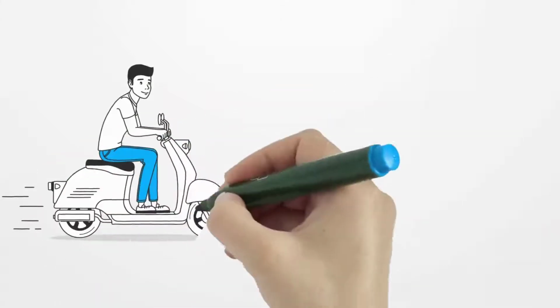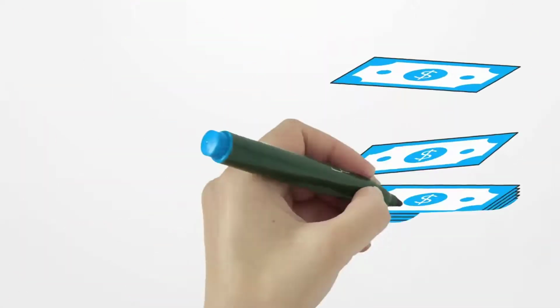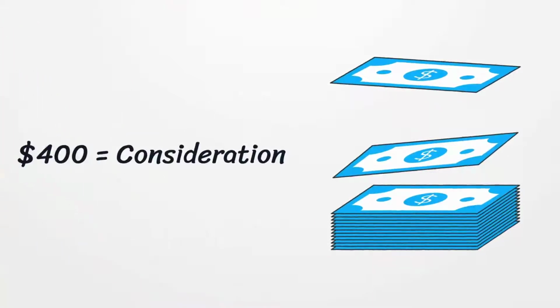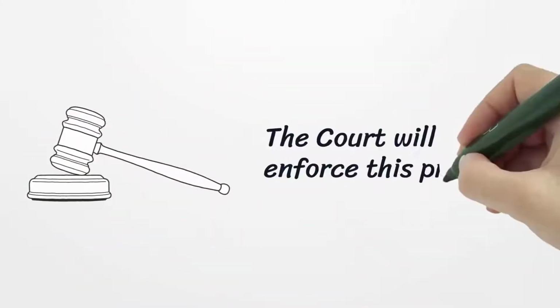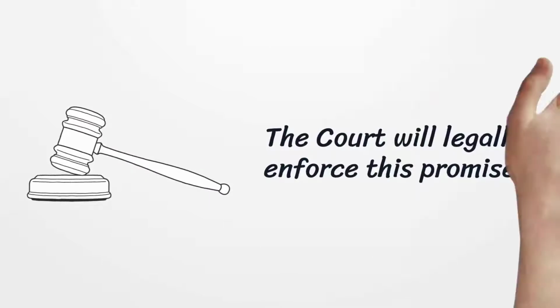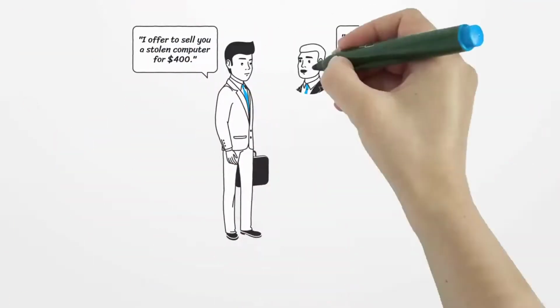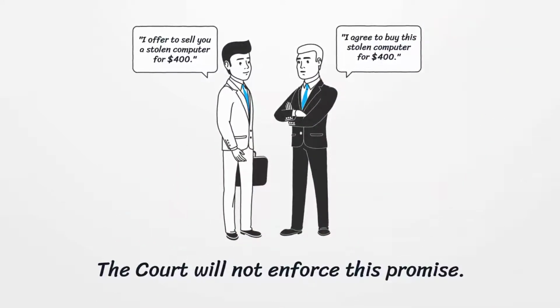Consideration is a bargain for exchange. So using the previous examples, the bargain for exchange is the scooter for $400. This example offer and acceptance is actually legal, so this would be legally enforceable. However, if the offerer offered to sell an obviously stolen computer for $400, then this promise would not be legally enforceable even if the offeree accepts.